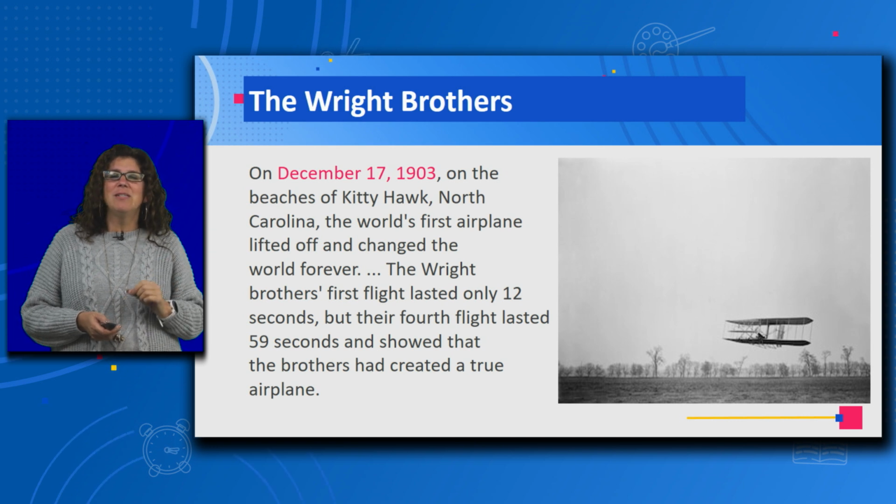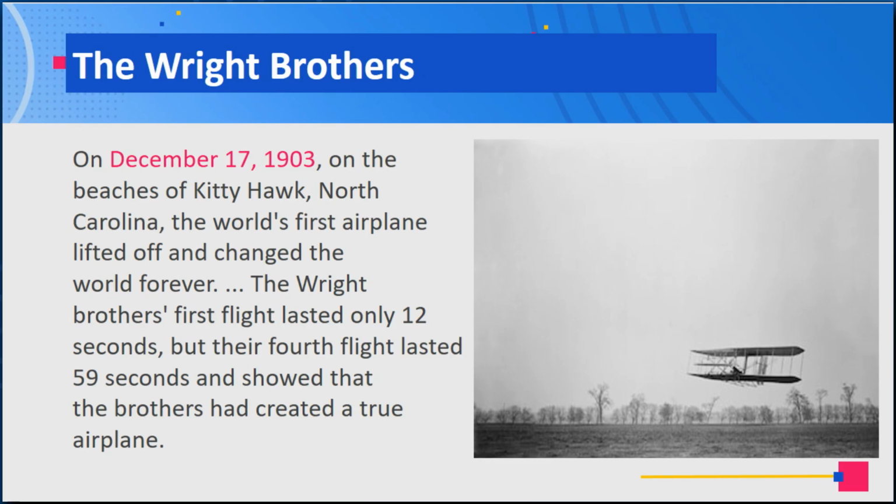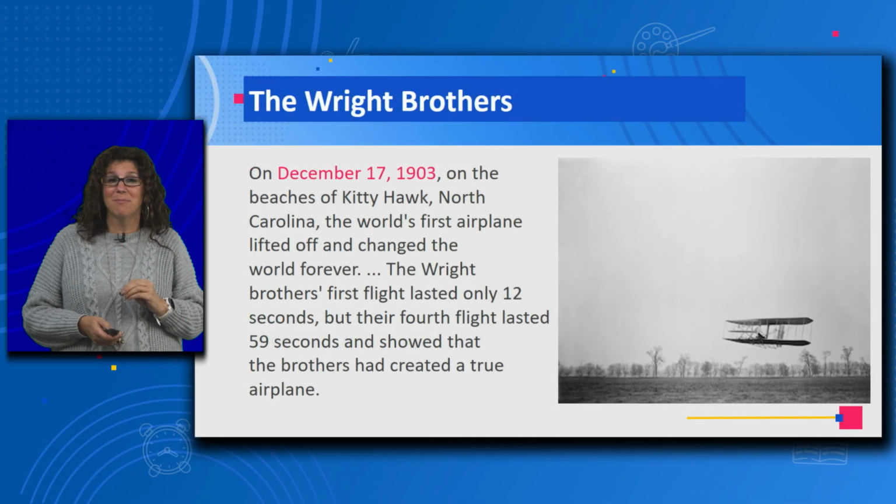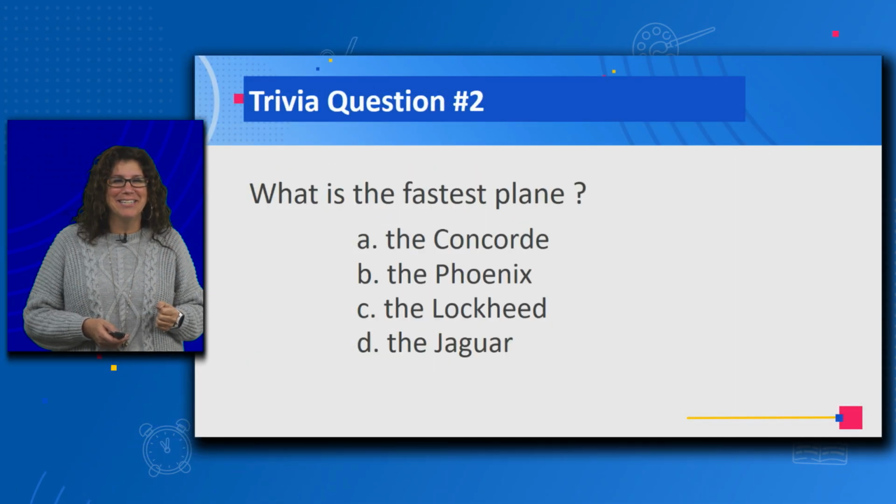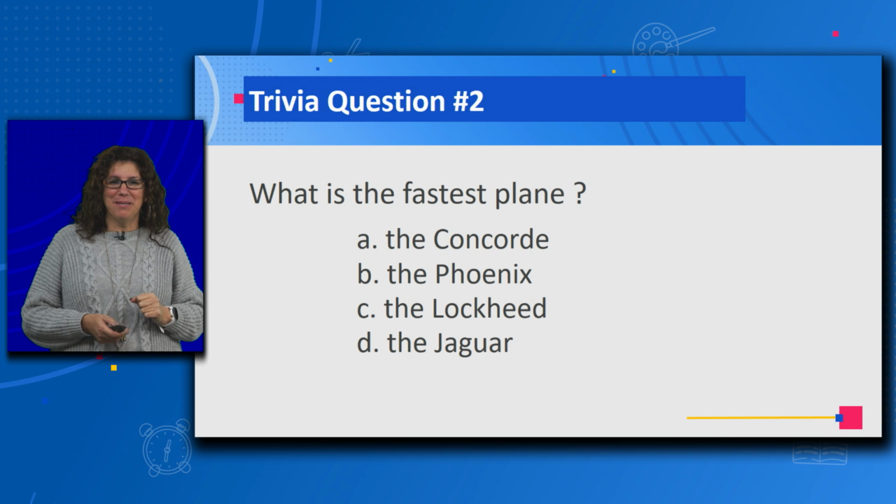On December 17, 1903, on the beaches of Kitty Hawk, North Carolina, the world's first airplane took off and changed the world forever. That flight lasted only 12 seconds, but the fourth time they tried lasted almost a whole minute and showed that the brothers had truly created an airplane. Pretty interesting, isn't it? Let's do another one about planes.